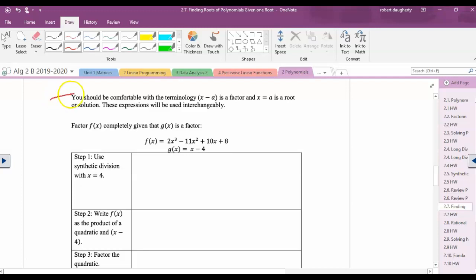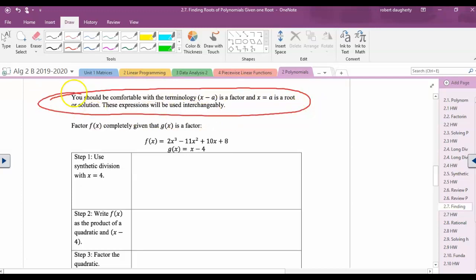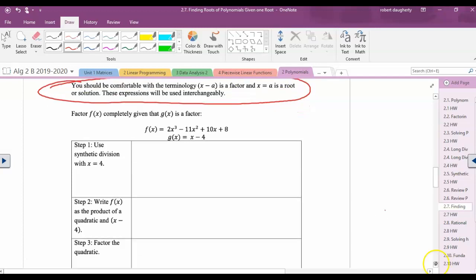Here's something you've got to be really comfortable with, because this is going to come up all throughout this unit. If x minus a is a factor, then x equals a is the root or solution or 0 or x-intercept. Those all mean the same thing, okay? So in this case, if x minus 4 is the factor, what is the solution? X equals 4, okay? So if x minus 4 is the factor, x equals 4 is the solution or the 0.